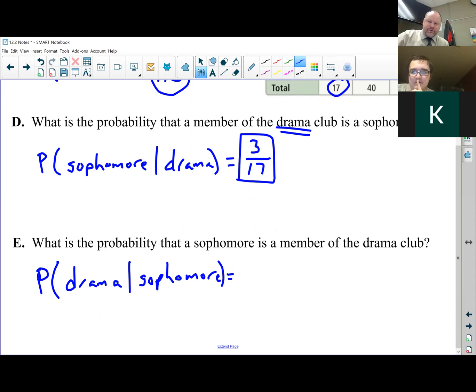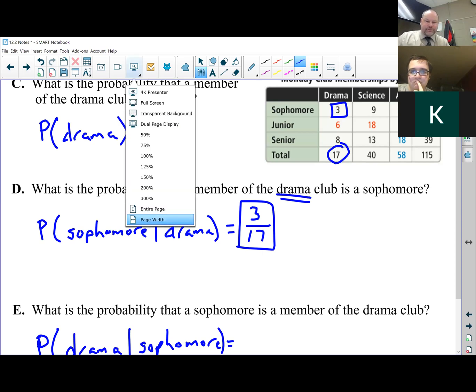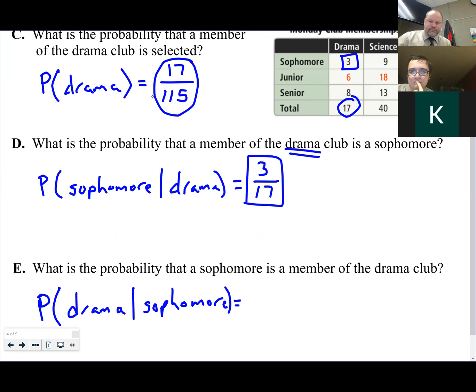And actually what I'm going to do is I'm going to go to a full screen, make it a little bit easier. So for part D, we had to find the number of people in the drama club and see how many were sophomores. For part E, we're doing it exactly the opposite. How many sophomores are there? And then of those, how many are in the drama club?